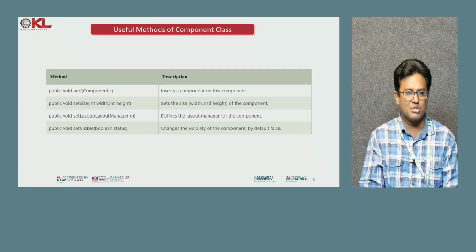In the same manner, the set visible method. Even if you create a component and add it to the container, in order to make it visible, you have to use this set visible method. It has a single parameter or argument. That argument is nothing but a boolean value, either true or false. If you put set visible as true, the components you added to the container are going to be visible on the window. Otherwise, if you put false, even though you add the component to the container, you cannot see those components over the container.